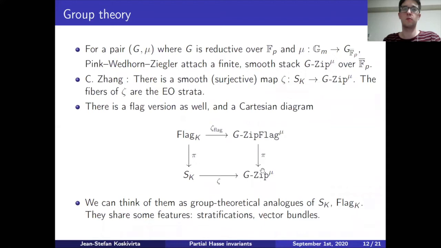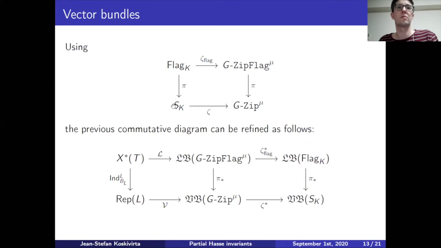So here I repeated this diagram. What we had is this exterior diagram here. So the characters of T go to line bundles on the flag space, and here representations of L go to vector bundles on the Shimura variety. So basically we can put this thing in the middle here. So representations of L give vector bundles on the stack of G-zips, and then we can pull back by zeta to get some vector bundles on S_K like this. And similarly here, we get a line bundle here, and we can pull back to get a line bundle on the flag space. And the outside diagram is the diagram that we had before.